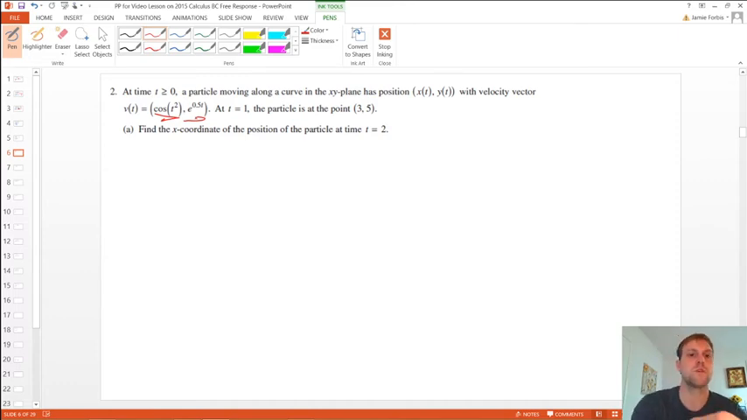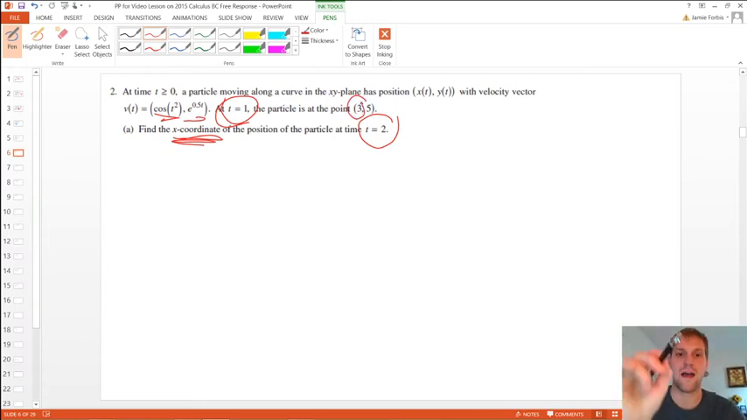Okay. So part A says find the x-coordinate only. I don't care about the y, just the x-coordinate of the position at time equals 2. Well, we're given the velocity, not the position function. So how do I work backwards from the velocity to the position? You integrate it. But remember, integration is going to tell you an accumulation. So we got to start with what we know. We got to start with the point at time equals 1, and at time equals 1, I know my x value is 3.